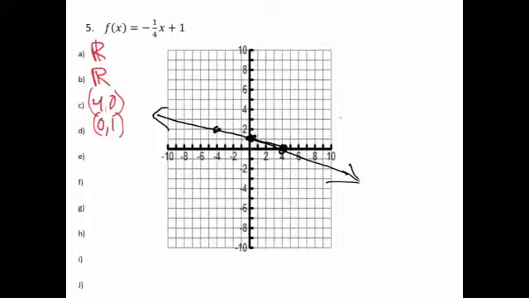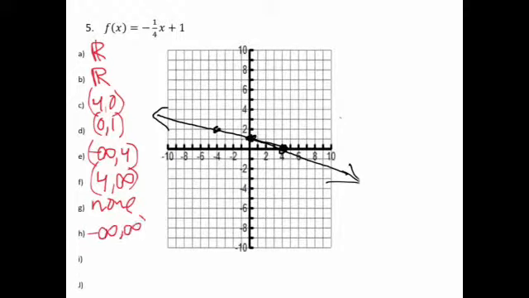This function is positive before you reach 4, so from negative infinity until you reach 4. It is negative thereafter, so from 4 to infinity, it's going to be negative. My function is increasing nowhere, it's just going down everywhere, so from negative infinity to infinity is where it's going down.